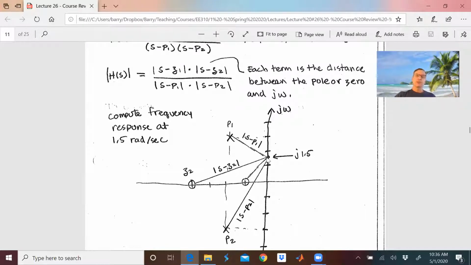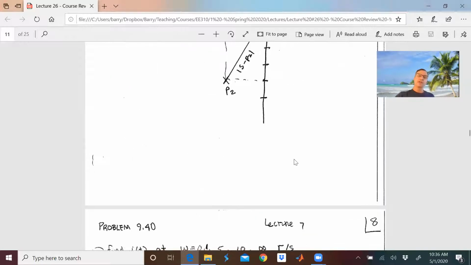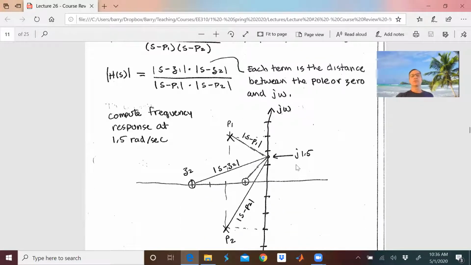And each term is just this difference, just this distance, just the vector distance. So what you can see here is we can slide s wherever we want, and we just look at the magnitude of all these terms, okay? And that gives us the magnitude of the frequency response. So what I'm going to throw at you is, give me the magnitude of the frequency response of this function at infinite frequency.